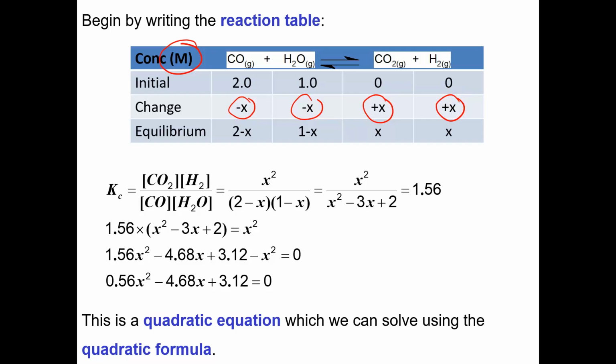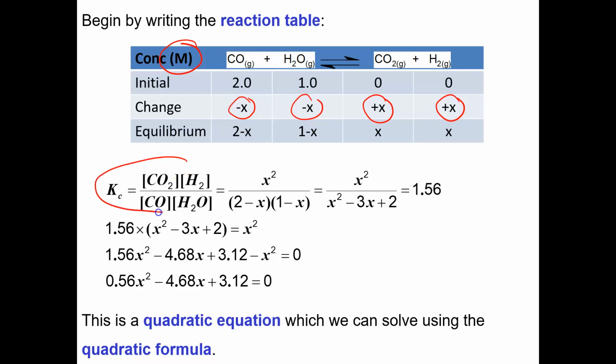The reason that this happens is because we have 1 mole of each of our reactants and products. So whatever one thing changes by, the other thing changes by an equal amount. When the system comes to equilibrium, I will have 2 minus X moles per liter CO, 1 minus X moles per liter of H2O, and X moles per liter of both CO2 and H2.